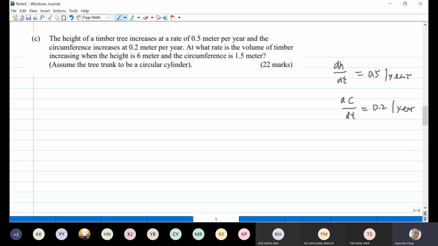The volume of timber is increasing. At what rate is the volume of timber increasing? This is actually looking for dV/dt. They are asking for dV/dt, the rate of change of volume, when h is equal to 6 and the circumference is equal to 1.5.